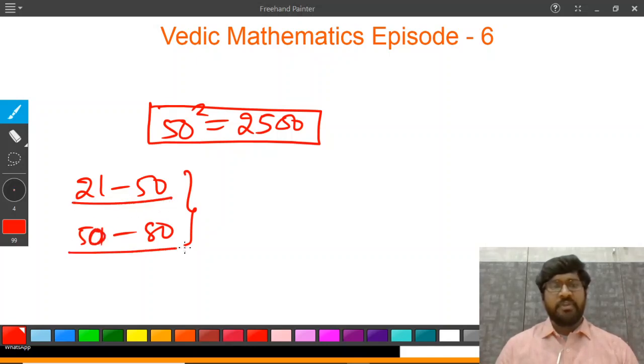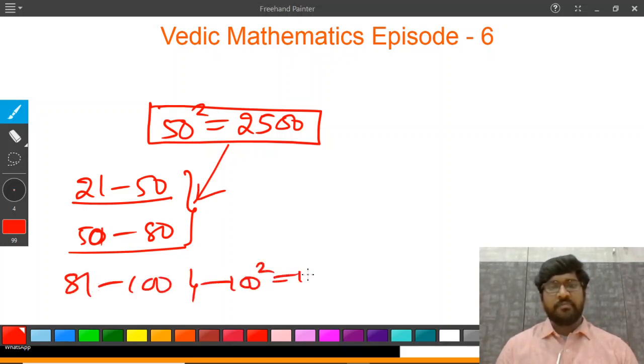21 to 50 and 50 to 80, for both we'll take 50 as reference, and for 81 to 100 we'll take 100 square as reference. That I will be explaining now.